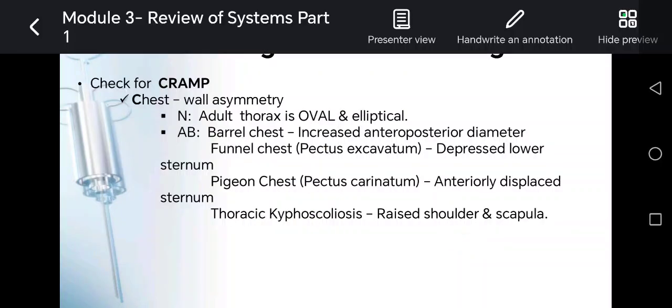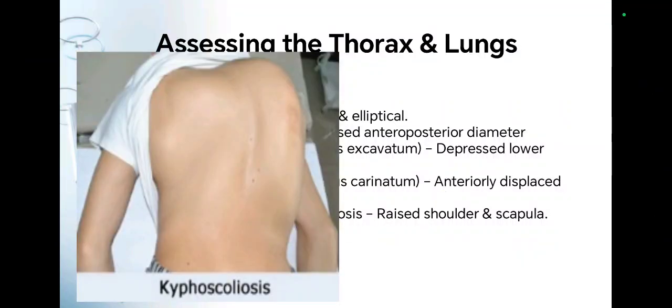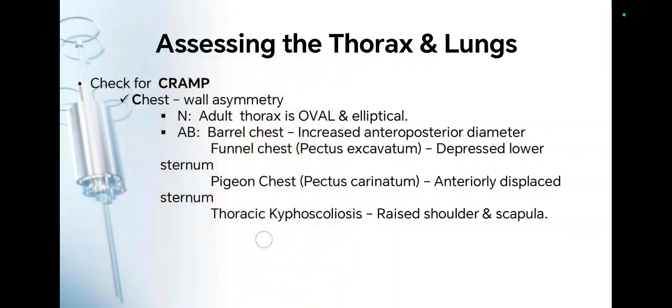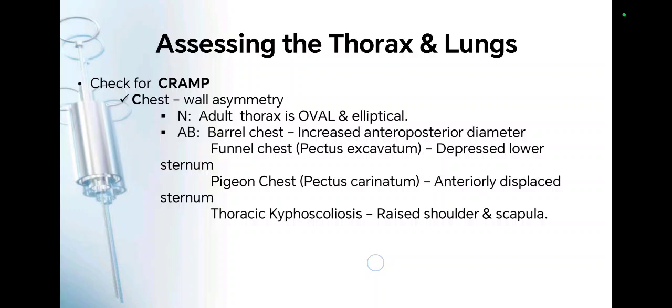It's a combination of what they call hunchback and scoliosis. That's one: kyphoscoliosis. Scoliosis is actually the S curvature of the back or chest. If there's a hunchback, that is kyphosis. So the combination of these two is a hunchback and S curvature. So again, this is the normal. We have the barrel chest. Here's the scoliosis, the pectus carinatum, the pectus excavatum, and your kyphosis.